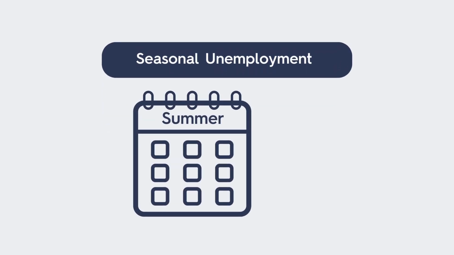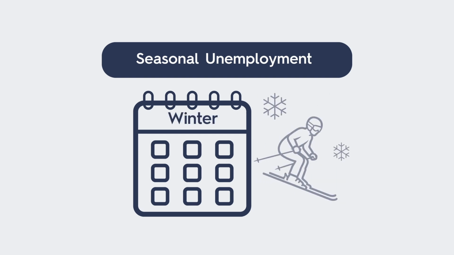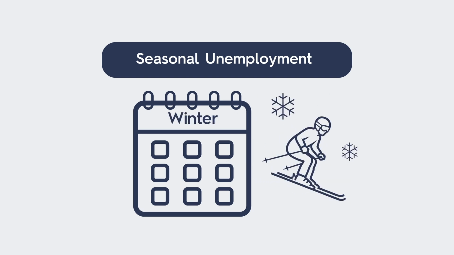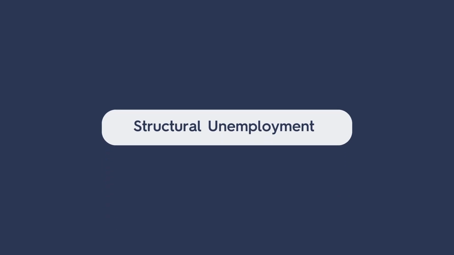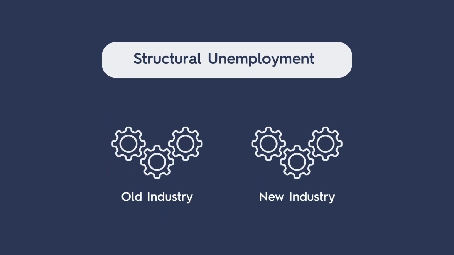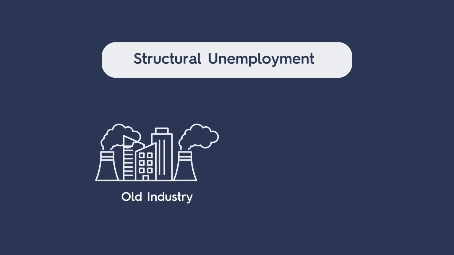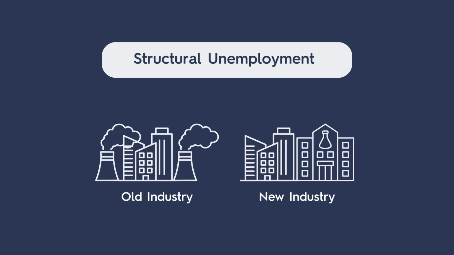Seasonal unemployment occurs when demand for workers rises and falls at predictable times of year. Think lifeguards in summer or ski instructors in winter. This type of unemployment is expected and short-term. Some changes run deeper. Structural unemployment arises from long-term changes in the economy. As some industries shrink and others expand, workers may need new skills or even relocate to find work.